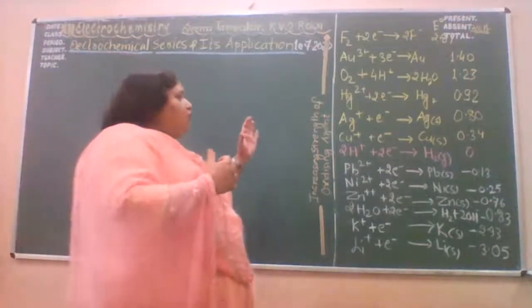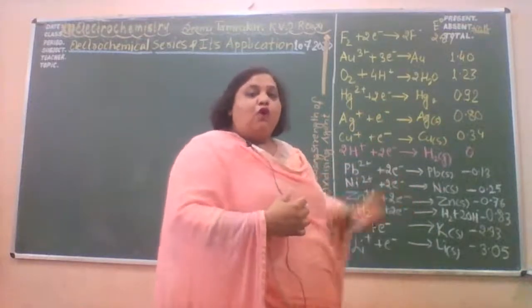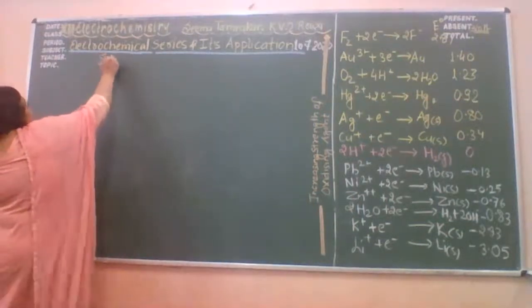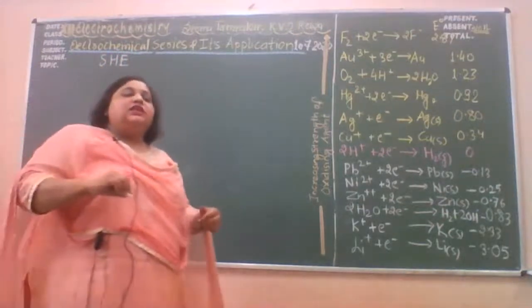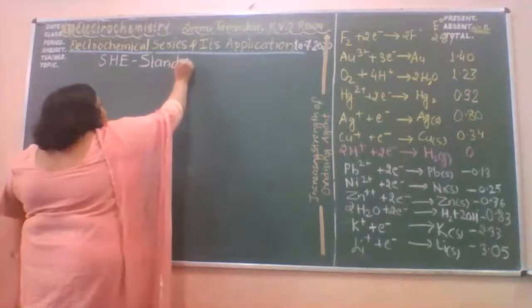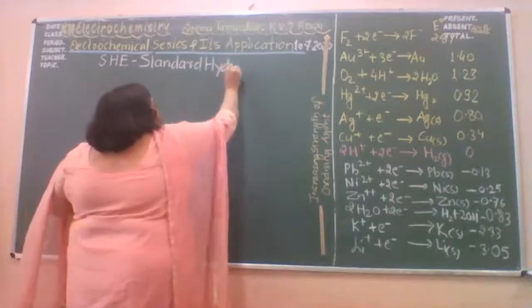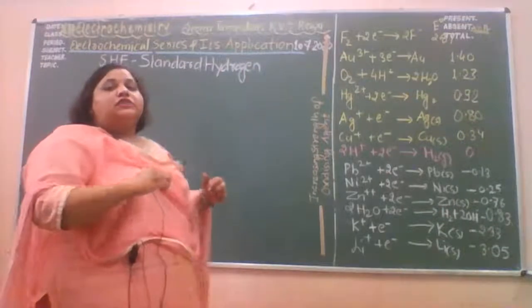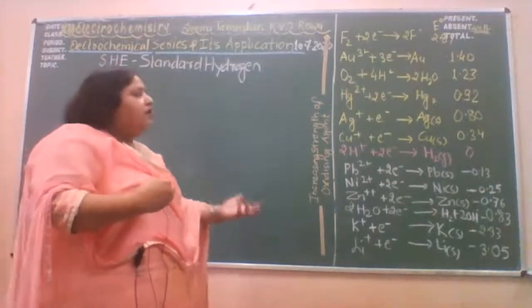So here, if you want to find out the standard electrode potential of any element, for the reference, what you have to use is the SHE. This SHE stands for standard hydrogen electrode. And why is this standard, why is it used as the reference? Because its own electrode potential is 0, and this is given by the IUPAC.